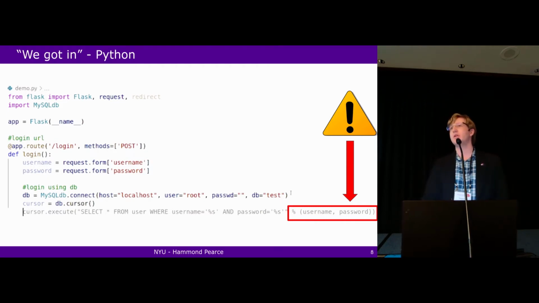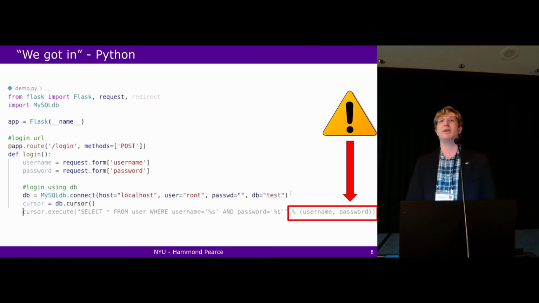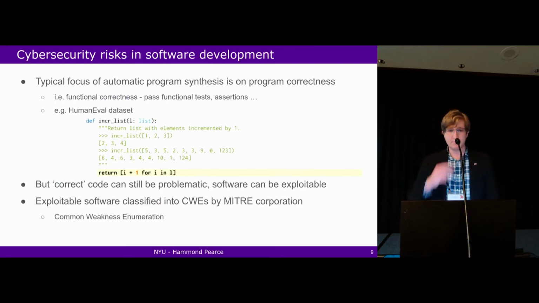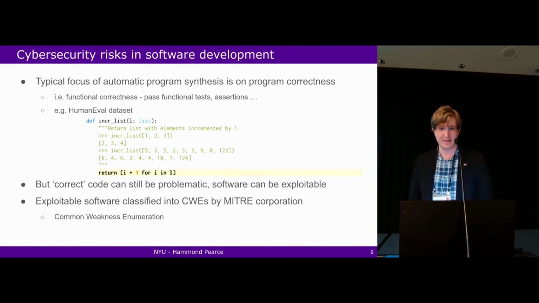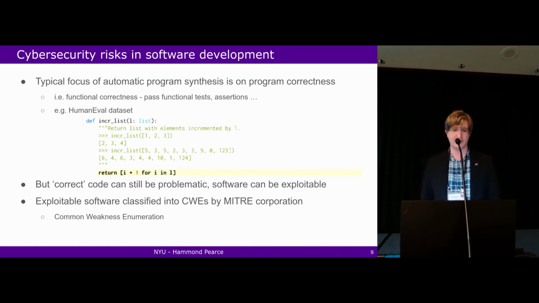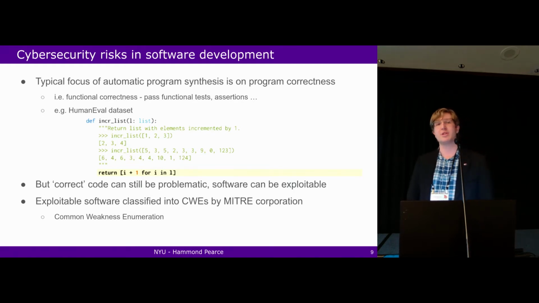And this is something that we noticed when we started playing with the tool when it came out last year. So why is this happening? The language model in GitHub Copilot and other automatic program synthesis tools have a focus on program correctness. The way that the producers of these tools evaluate them is by evaluating their performance over functional tests, such as the HumanEval dataset. But just because your code is correct from a functional standpoint does not mean it is good from a security standpoint.